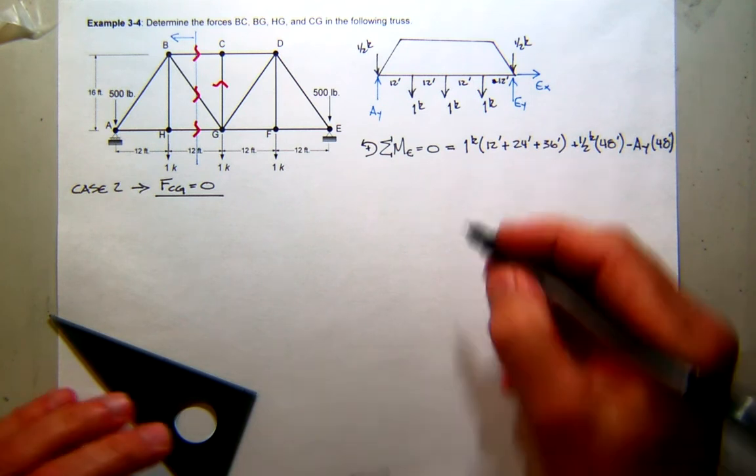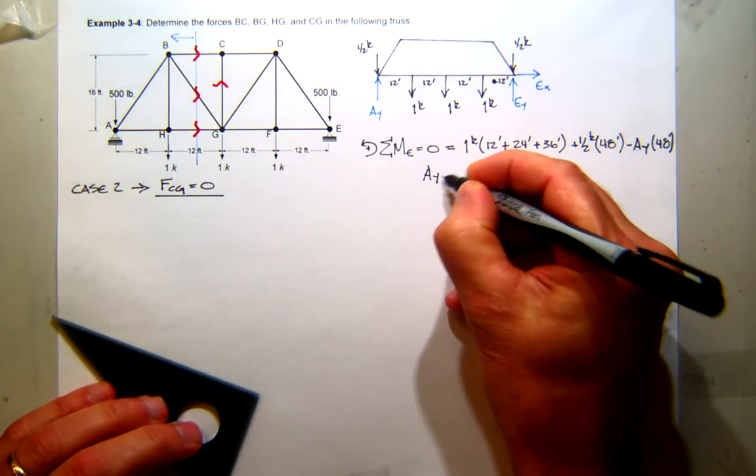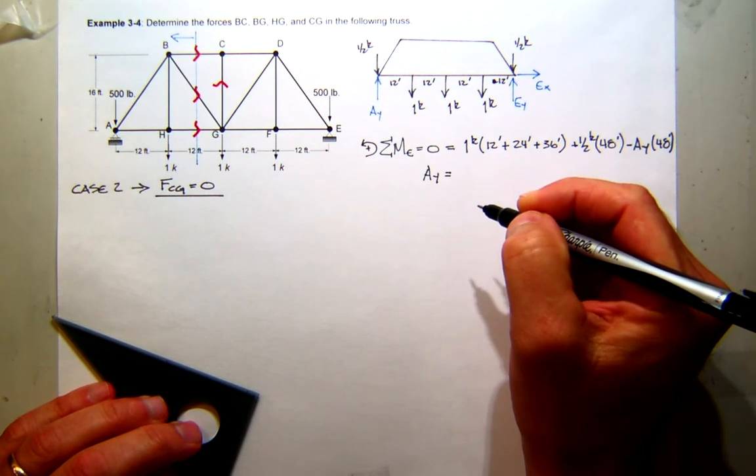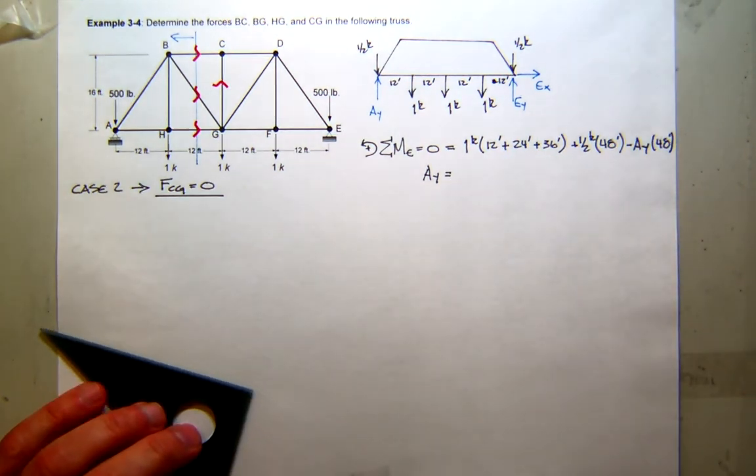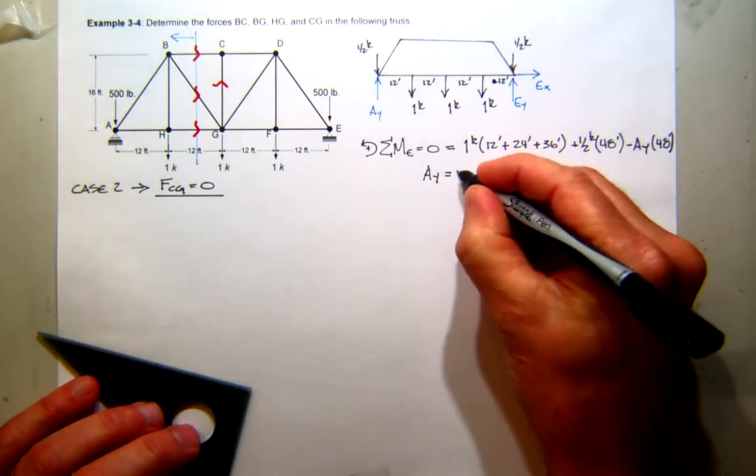So what's the answer for AY? I think it's going to be 2. You guys get 2? Does it come out to be 2? Yes. Excellent. 2 kips.